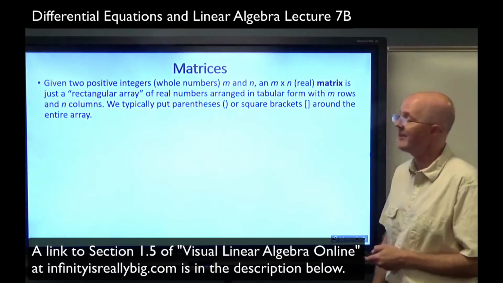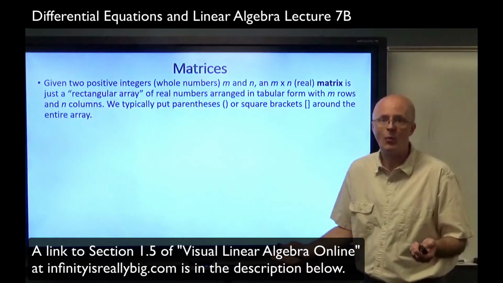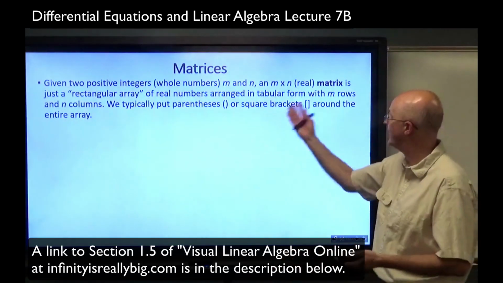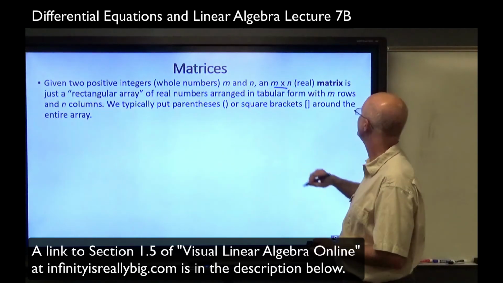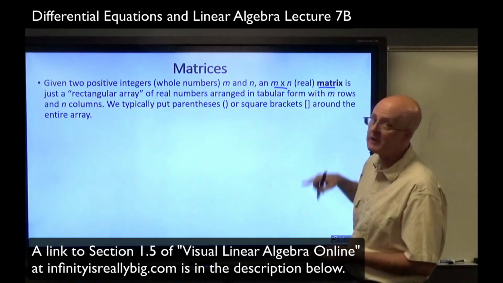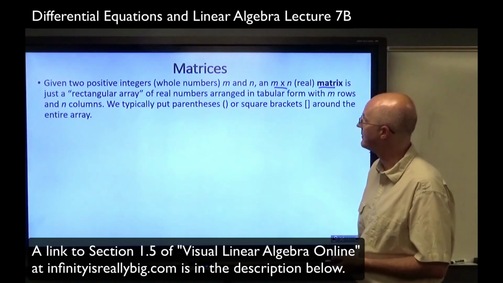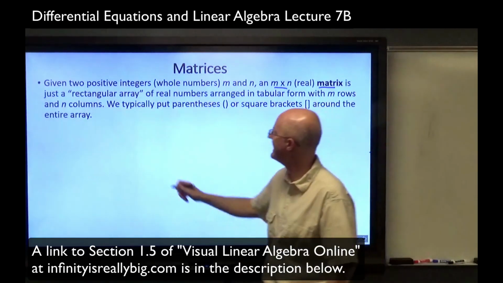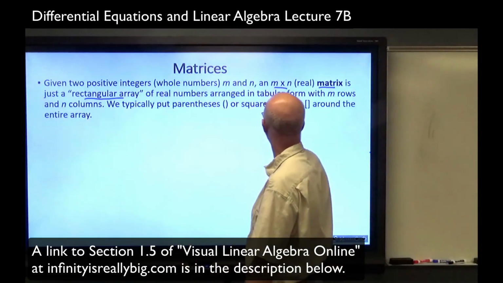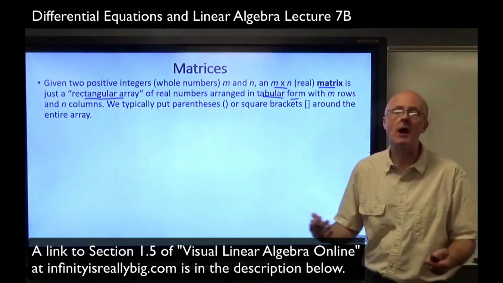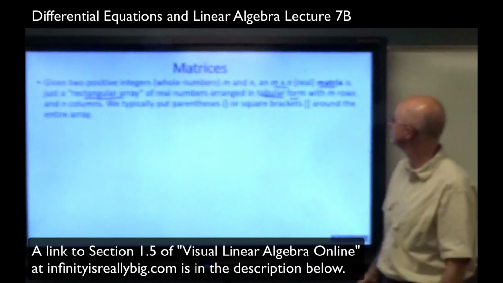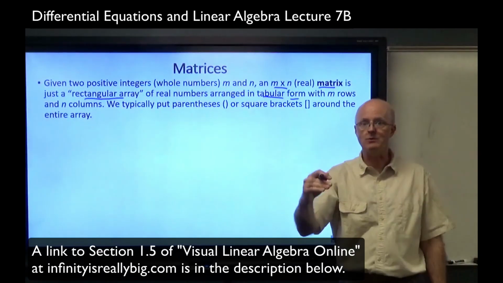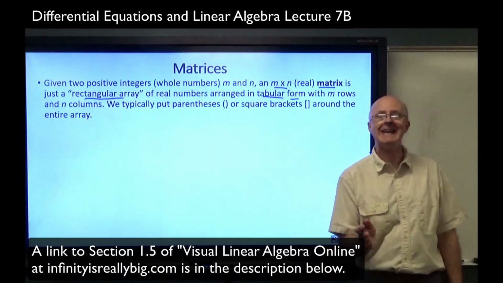Given two positive integers, whole numbers 1, 2, 3, 4, 5, 6, etc., call them M and N. An M by N matrix, a real matrix, where the entries are going to be real numbers, is just a rectangular array, or a table, essentially, of numbers. You have some rows, you have some columns. In fact, you have M rows, and you have N columns.